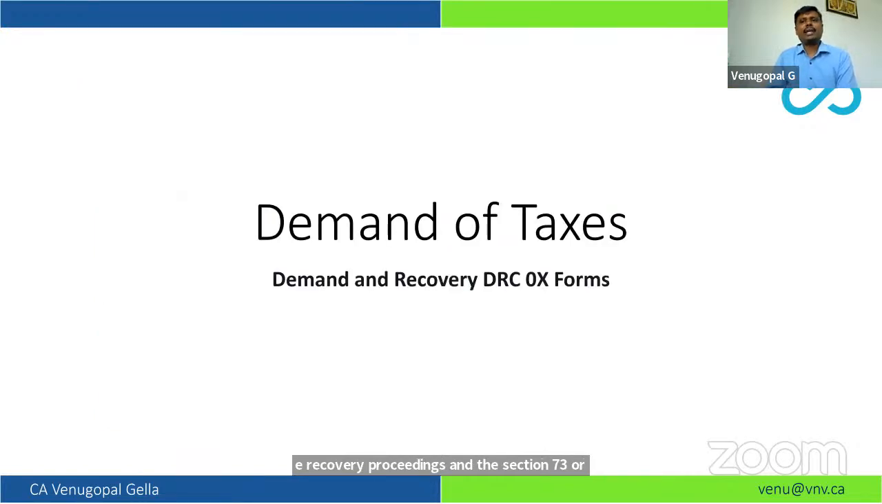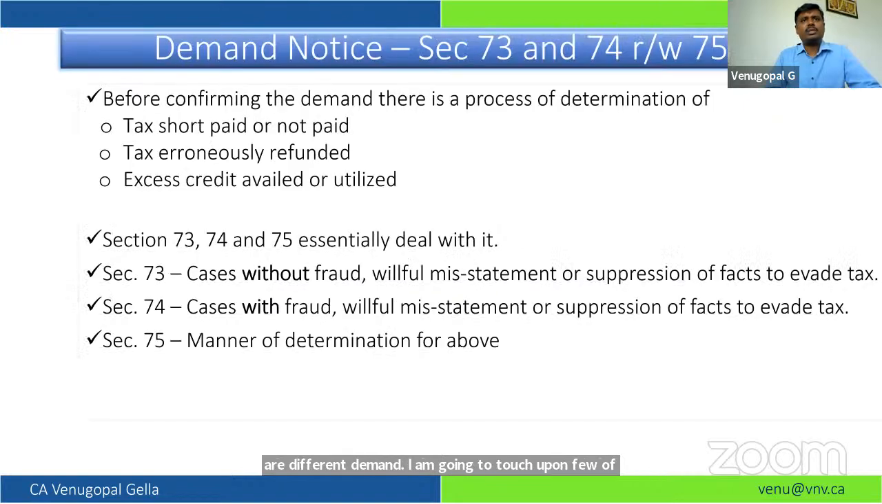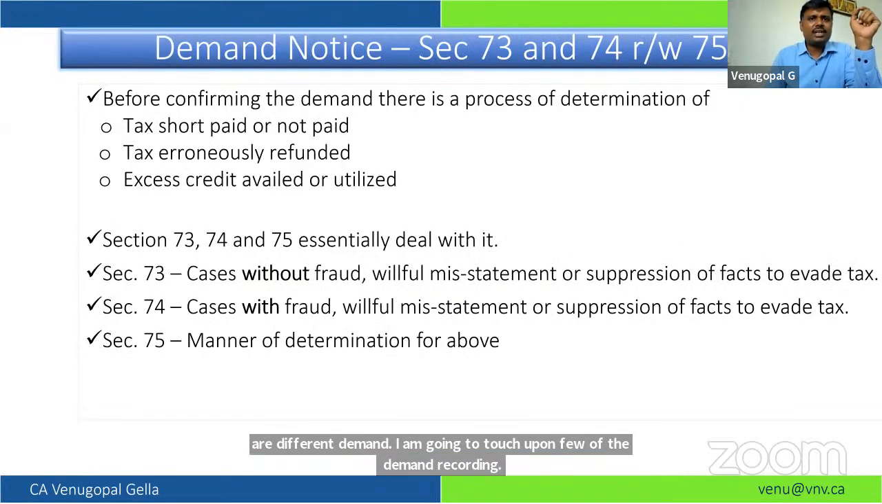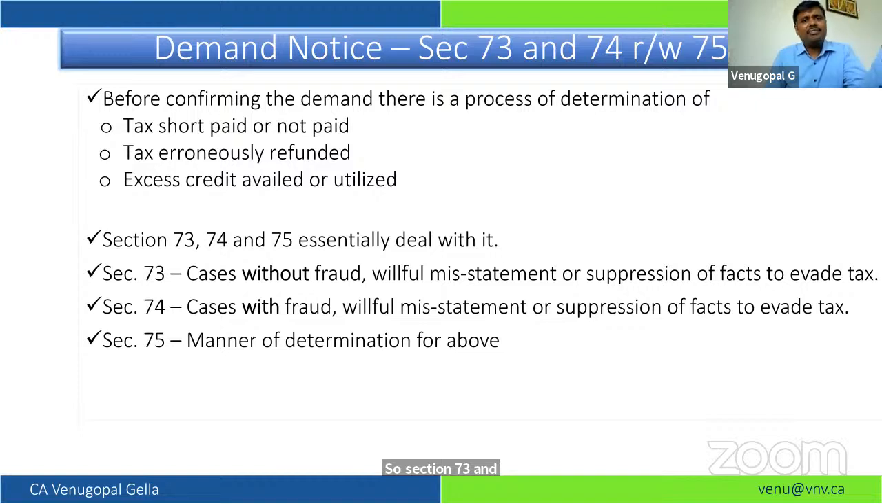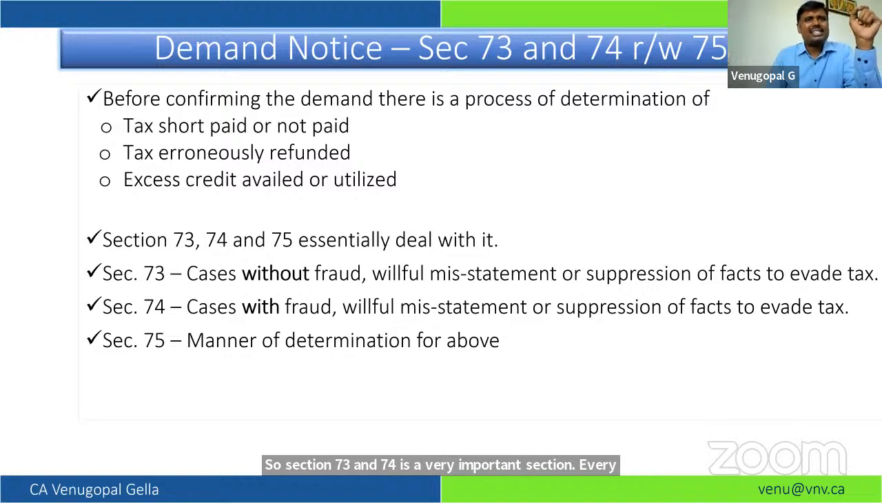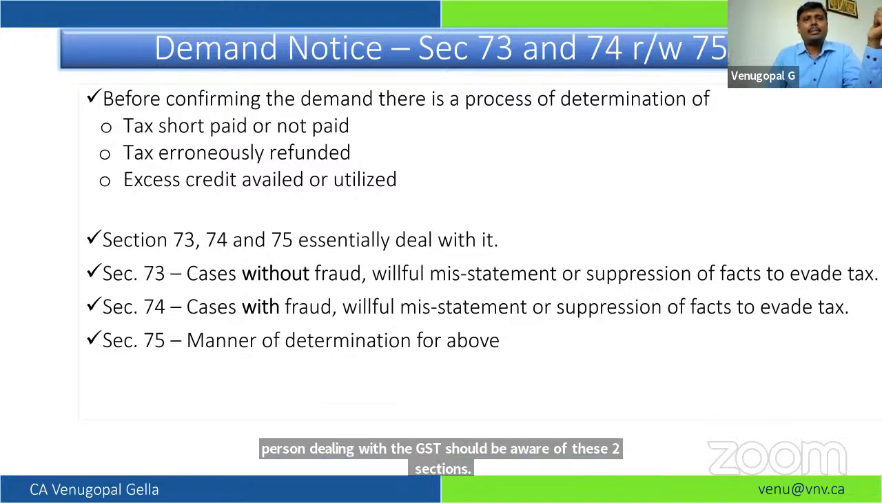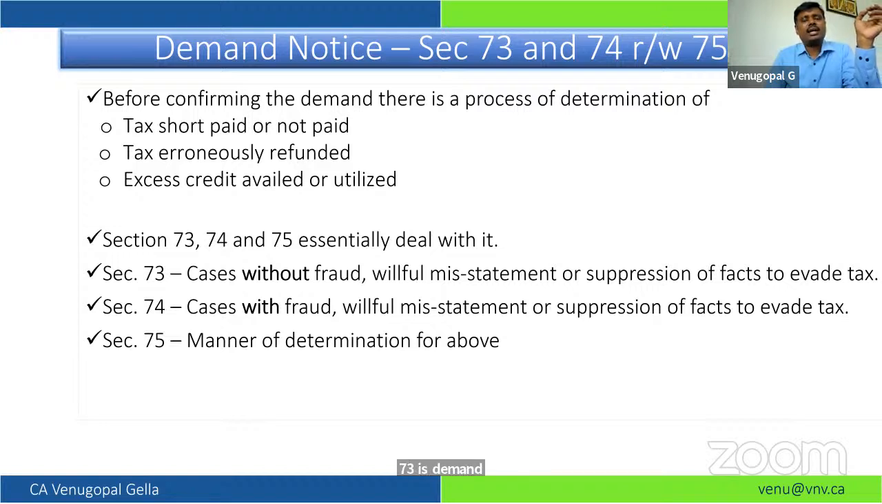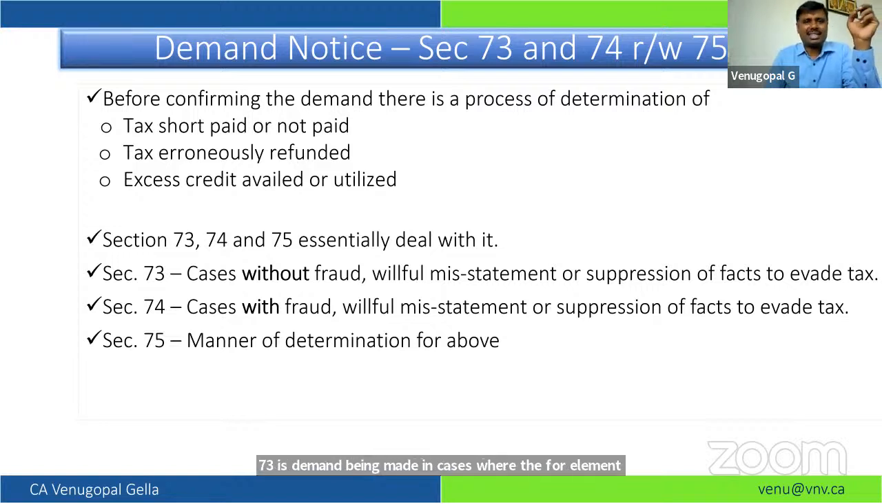Now, what are these demand recovery proceedings? There are different demand forms, and I am going to touch upon a few of them. Section 73 and 74 are very important sections. Every person dealing with GST should be aware of these two sections. 73 is for demands made where the element of fraud or suppression is not there. Wherever there is fraud, suppression or willful misstatement, the demand or recovery is made under 74. 73 no fraud, 74 fraud.